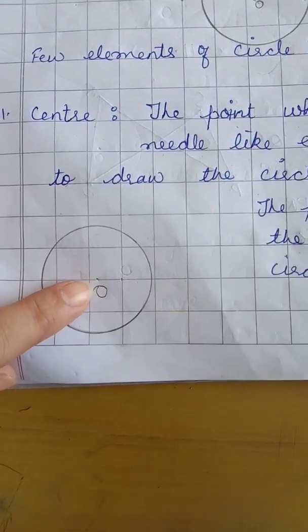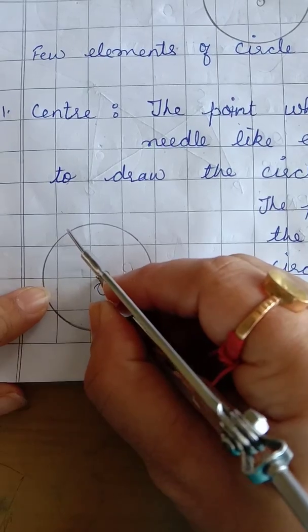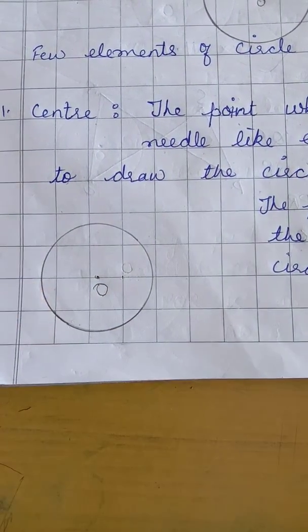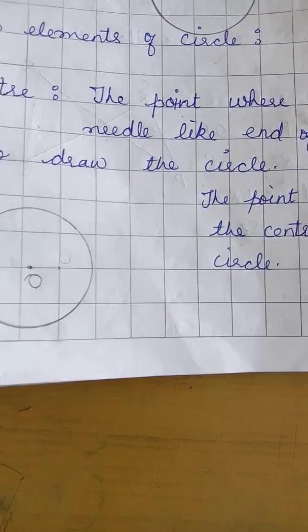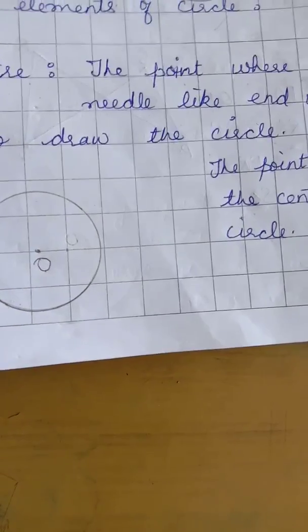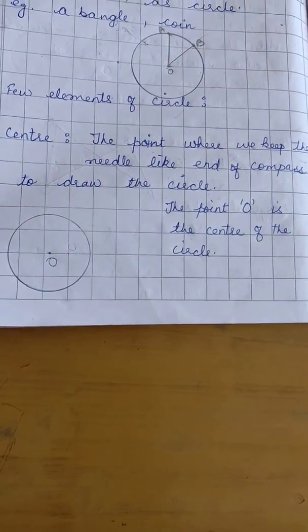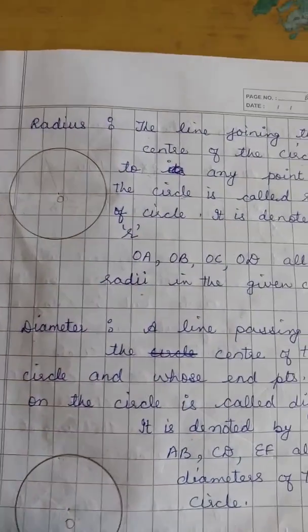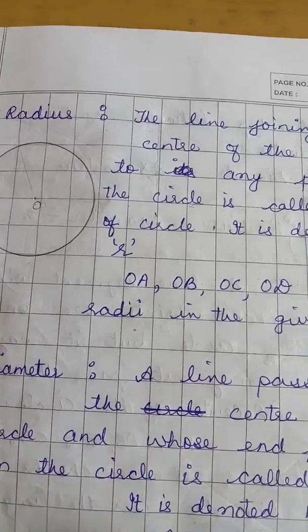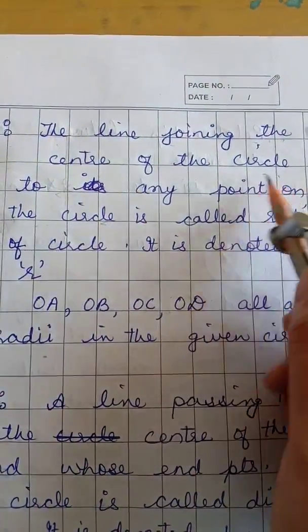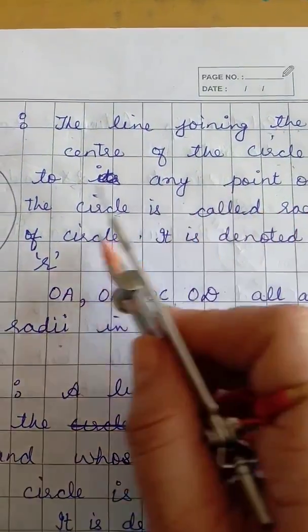I have marked this point O. O is the center of the circle. It is the needle-like point where I have kept my compass to draw the circle. Next term is radius. What is radius? Radius is the line joining the center of the circle to any point on the circle.